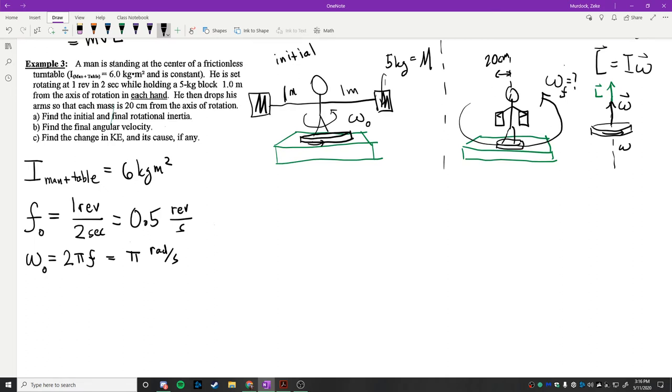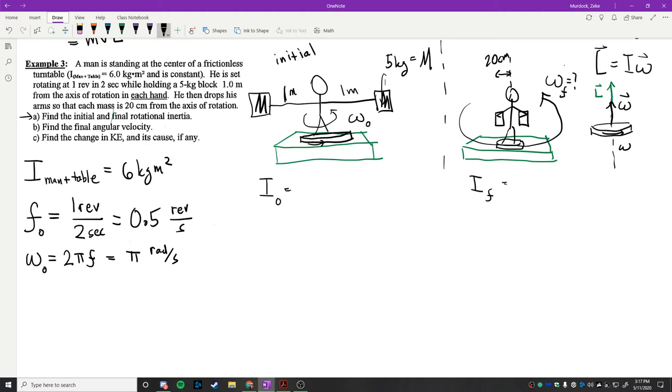And this is all due to conservation of angular momentum. So the first part of the problem says to find the initial and the final rotational inertia. So this is going to be our initial situation here. This is going to be our final situation here. So let's find I initial, and let's find I final.